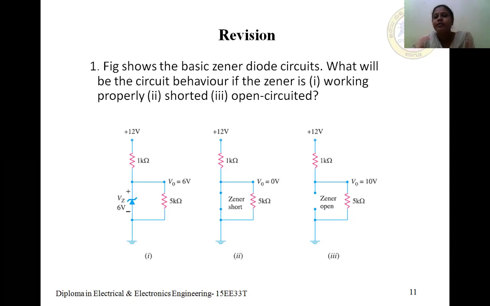The next is when the Zener diode is open circuited. What happens when the Zener diode is open circuited? Then the output voltage will be equal to 10 volts.